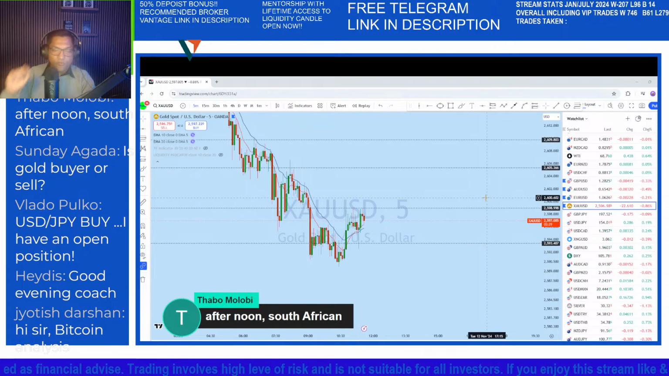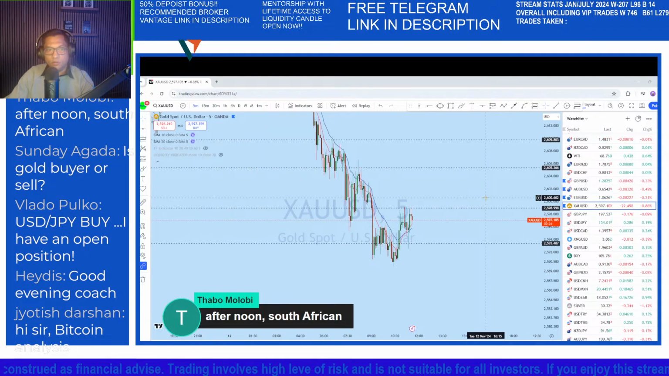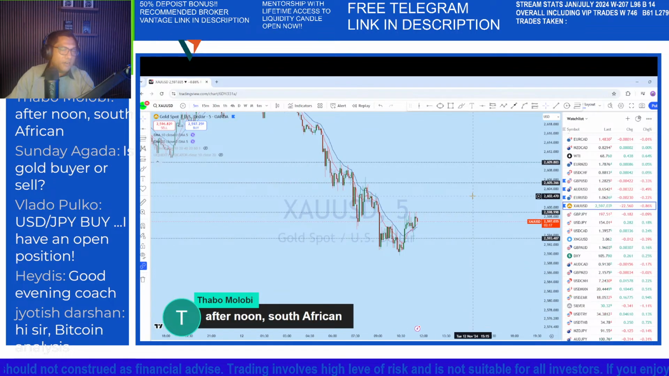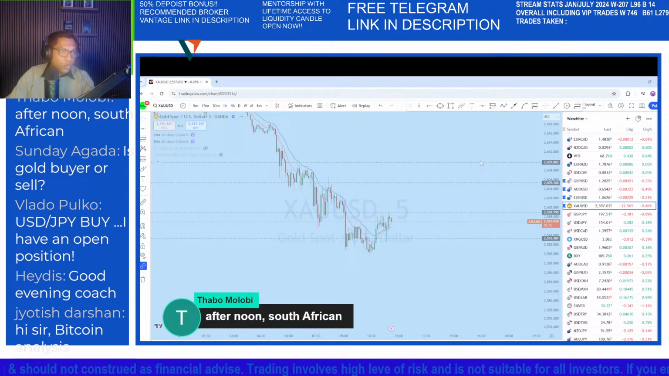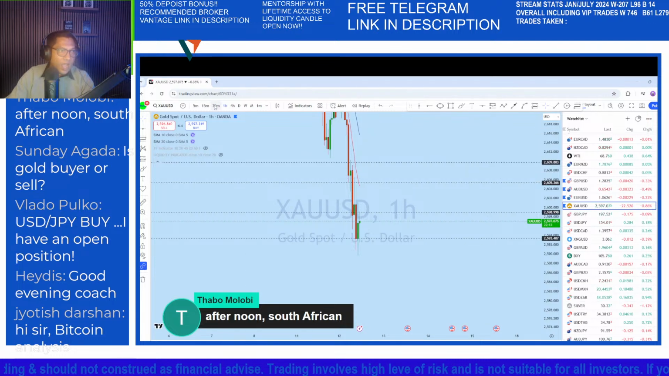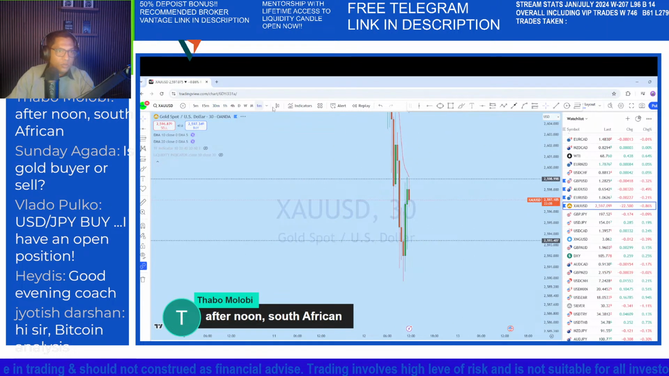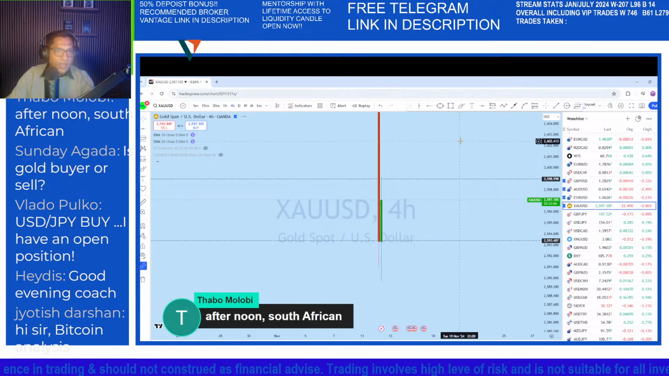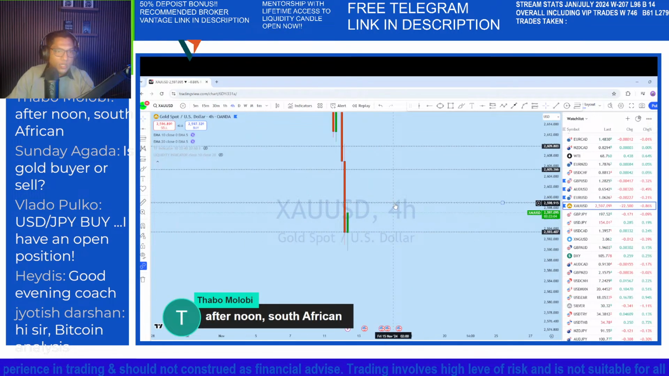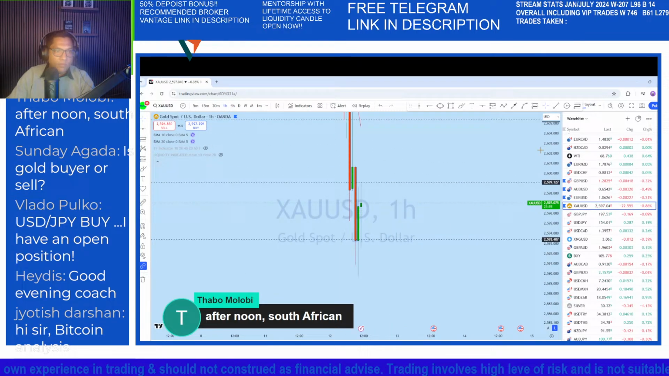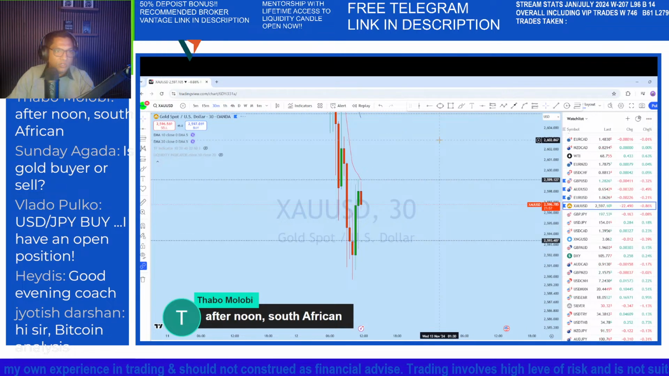I'm always looking for the area of value, which is very important as a trader, because the most important part here is to find a zone where there is a high probability trade setup. If you can find that zone, that's where you will be able to find entry in the market.